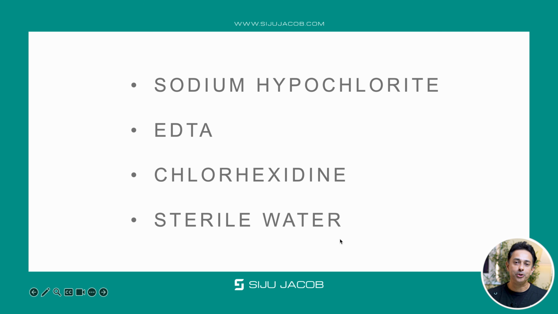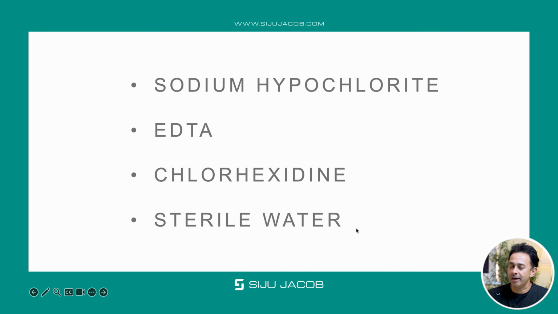Now, I'm guessing that one of the reasons why a lot of the viewers requested a video on irrigation is that there's a lot of noise out there with regards to what irrigant to use and how to use it. And that's probably the reason why a lot of people get confused. So just to clarify, with the available evidence, there are only 4 irrigants that you need to use in everyday clinical practice. So the most important thing is to cut off all the noise and understand that you don't need more than these 4 irrigants in everyday clinical practice. These 4 irrigants are sodium hypochlorite, EDTA, chlorhexidine, and sterile water. Other than these, in my opinion, you don't need any other irrigant in routine clinical practice.